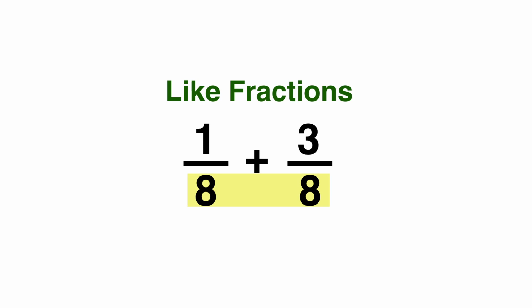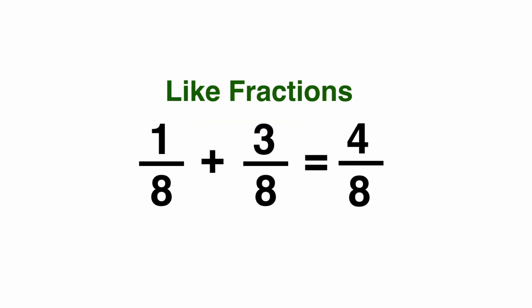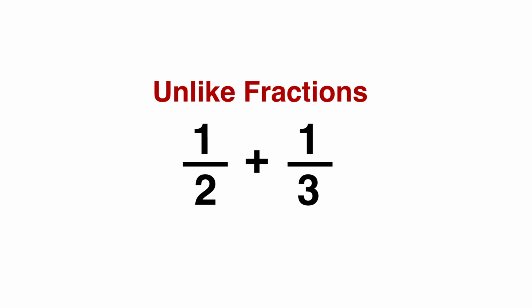Like fractions have the same denominator, so all we have to do is add the numerators and keep the same denominator. In this example, we would add the two numerators, 1 and 3, and keep the same denominator. The answer here is 4 over 8. See, you've just added your first fraction. Now let's look at an unlike fraction.